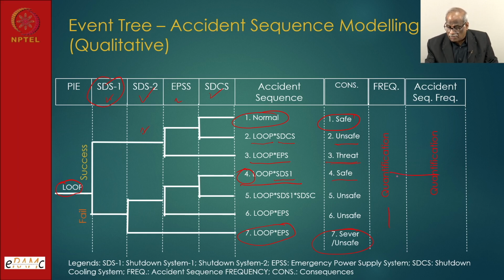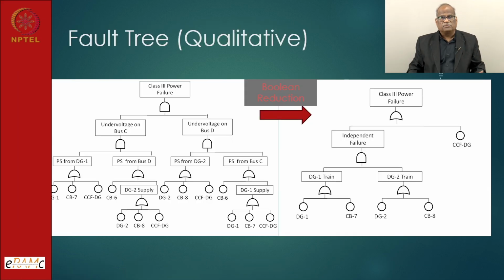These two things will be analyzed in the next slide, and we'll devote a lot of time for this analysis. So you understood the qualitative level accident sequence development. Now let us see what happens for fault tree analysis. Fault tree analysis, this also I think we would have used in our earlier systems.